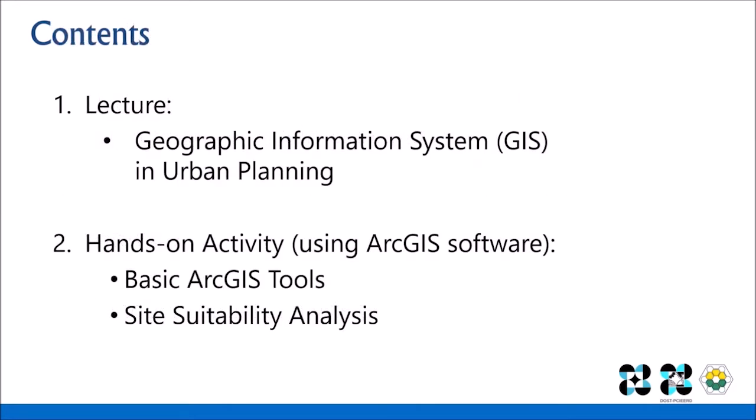Now, Module 3 is composed of two parts. The first part is lecture, an overview of geographic information systems and its applications in urban planning. And the second part is a hands-on activity using ArcGIS software. Now we have two modules for this hands-on activity. Module 1 is basic ArcGIS tools, and Module 2 is site suitability analysis.